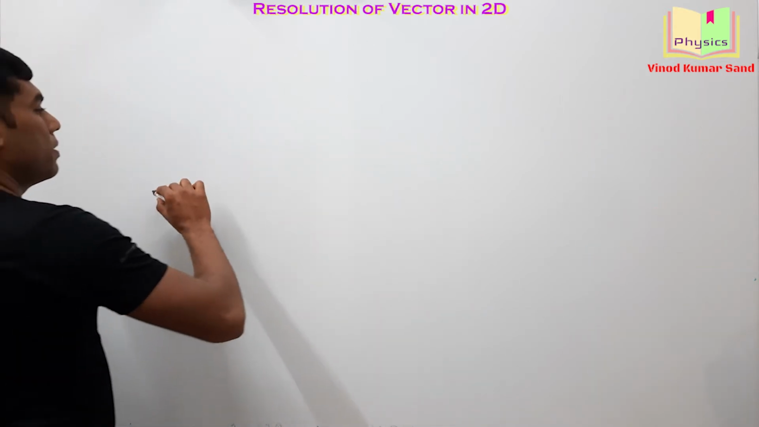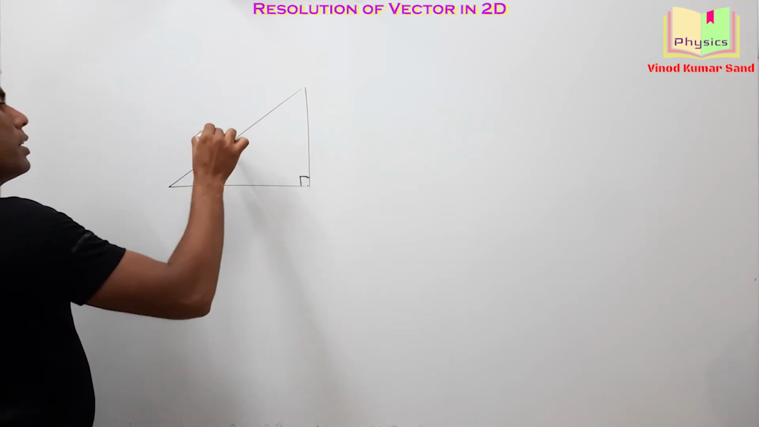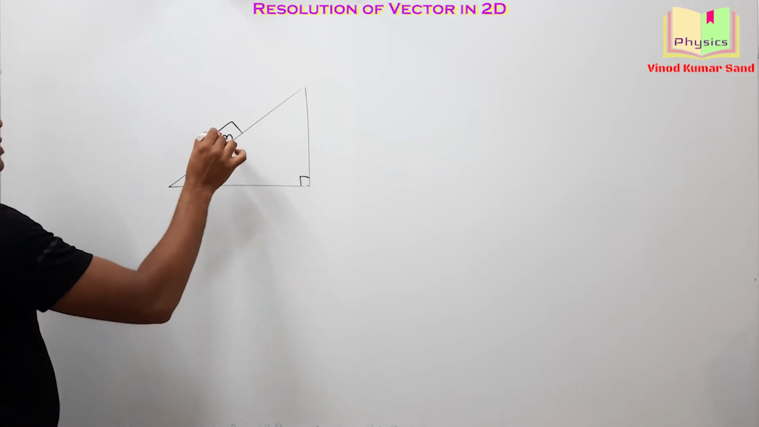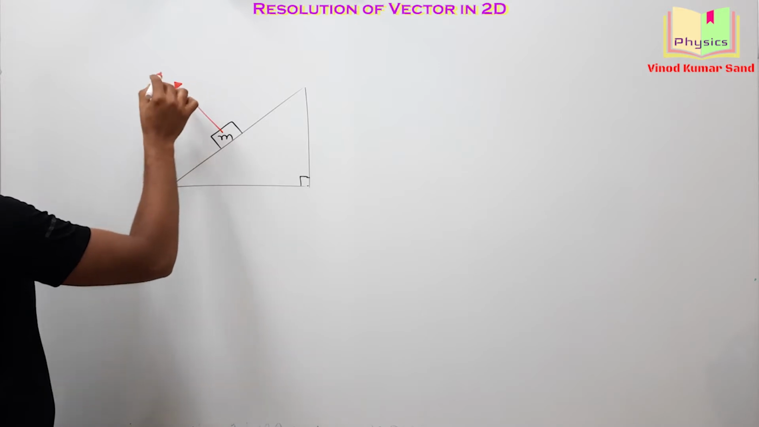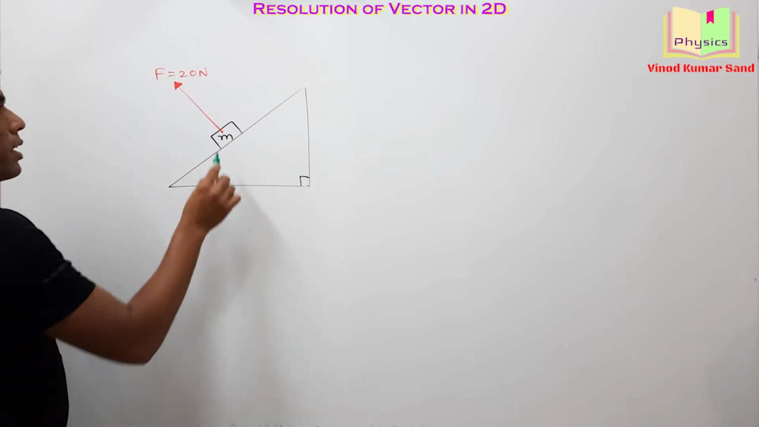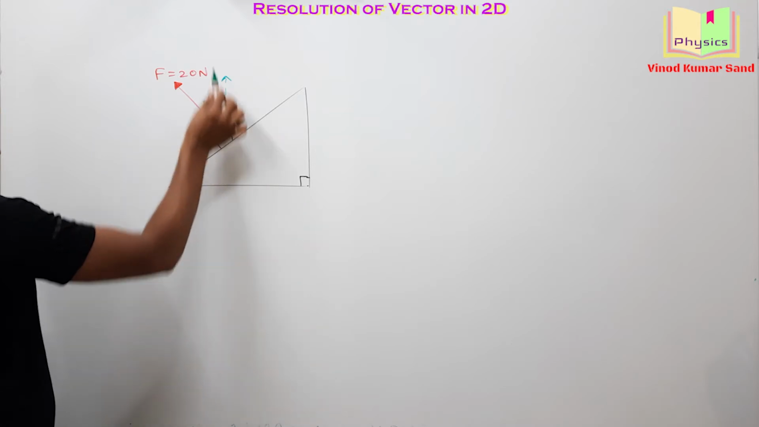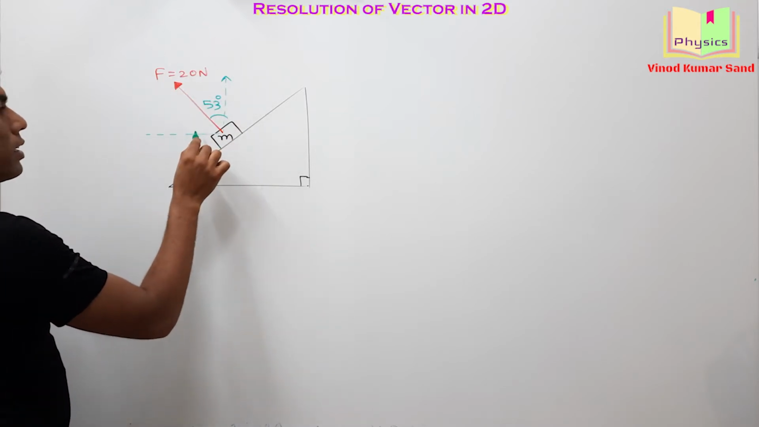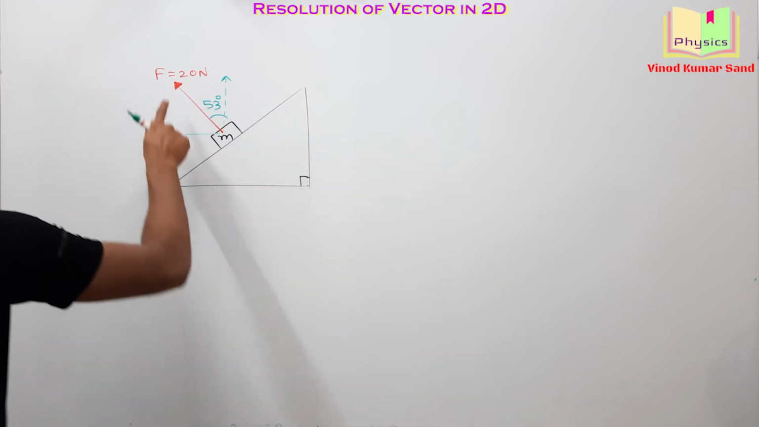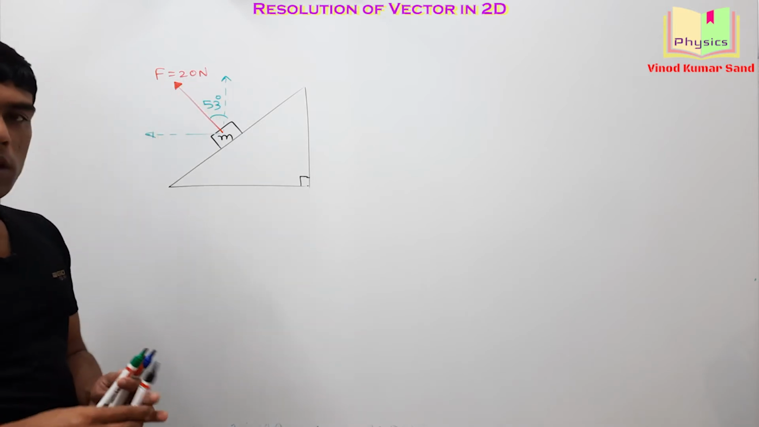Taking up another example, we have an inclined plane as shown here, and there is a box of mass m. On this box, let's say you apply a force of 20 Newton like this. The force is making an angle of 53 degree with the vertical and an angle of 37 degree with the horizontal as shown in the diagram. You need to find the rectangular components of this force. Pause the video here and give it a try.